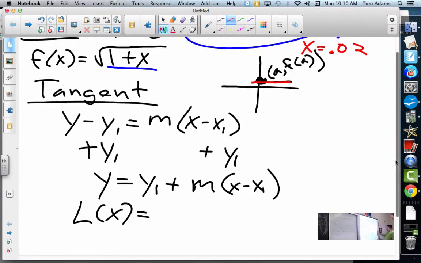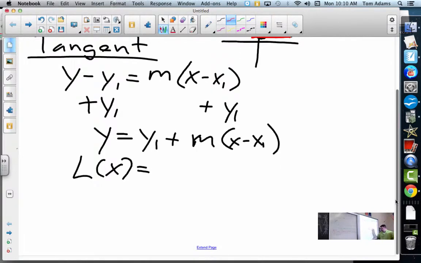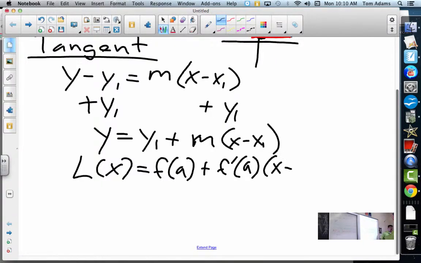So I'm going to write the notation a little different. I'm going to say that y sub 1 would be f evaluated at a plus, now what's the slope? It's the derivative. So I would say f prime of a, the derivative evaluated at a, times x minus x sub 1, which is a, right? Because we're talking about 0. So whatever value they give you for x is a. And so this is the formula right here that they have in the textbook.